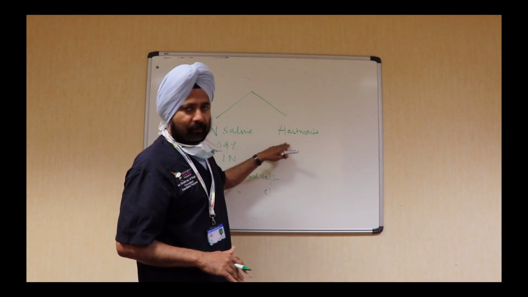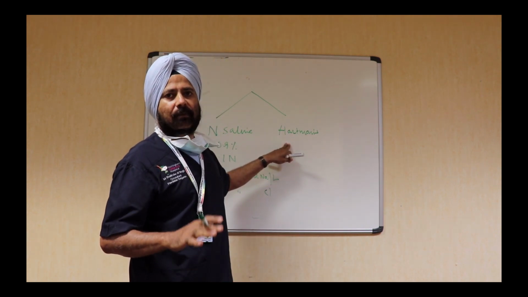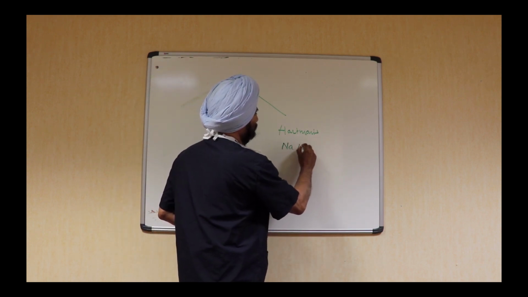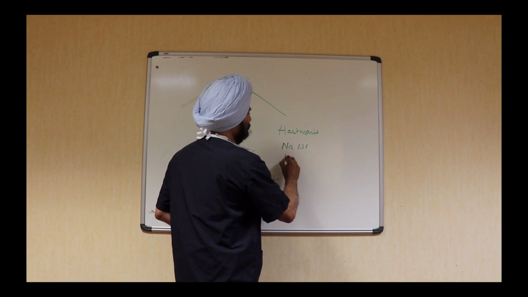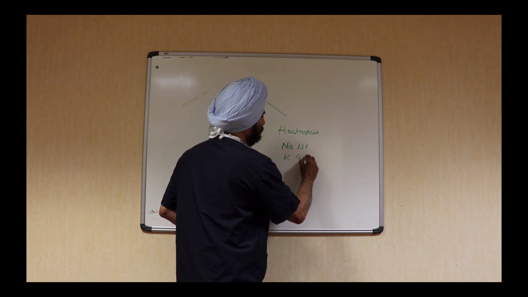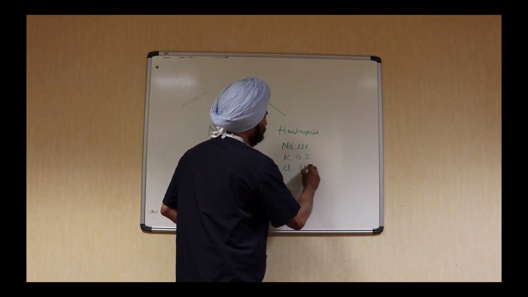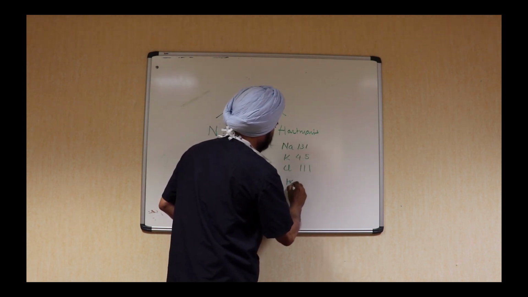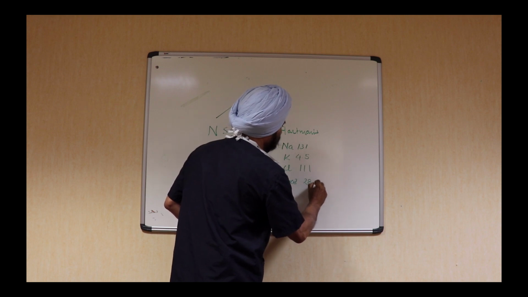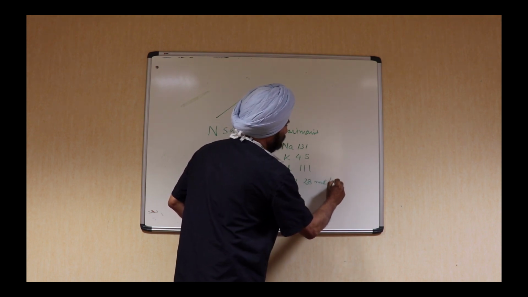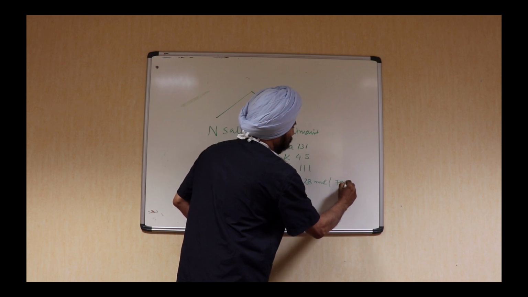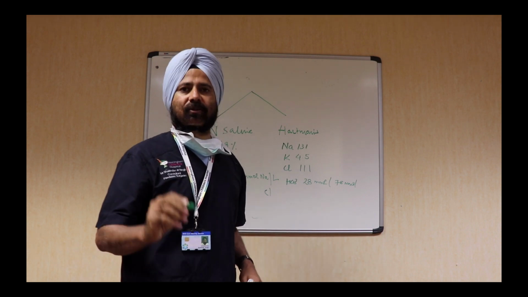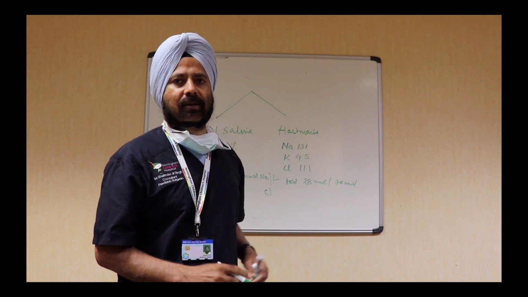Now compare it with the Hartmann. The electrolyte content of the Hartmann is the same as that of your plasma. In other words, the sodium is 131 millimoles per liter. The potassium is 4.5 millimoles per liter. The chloride is 111 millimoles per liter. And then it has bicarbonate, which is 28 millimoles per liter, out of which 7 to 8 millimoles is contributed by the lactate. That is why the solution is also known as Ringer's lactate and also known as Hartmann's.